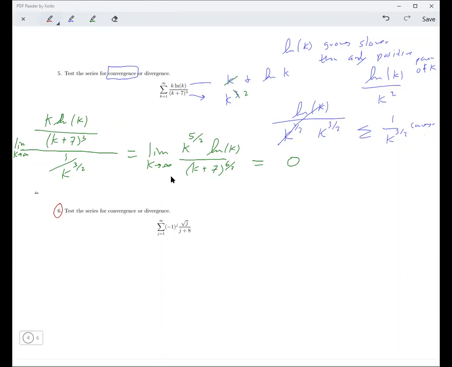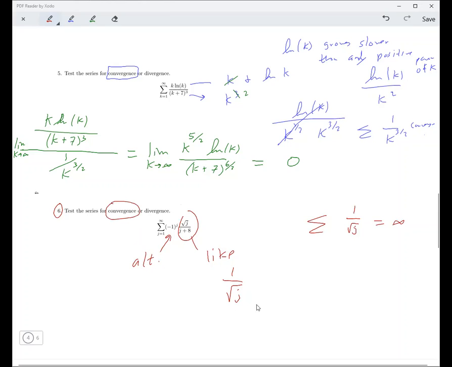What do you think about this one? Alternating? It's alternating. And this one, you think of this as 1 over the square root of j. Now if you have this right here, 1 over the square root of j, that's going to diverge. But because it's alternating, it will converge.